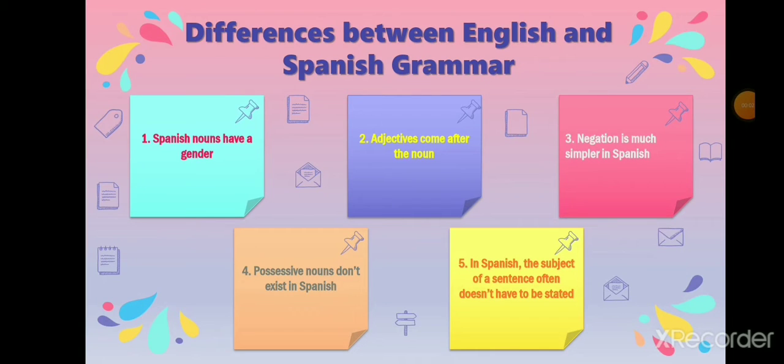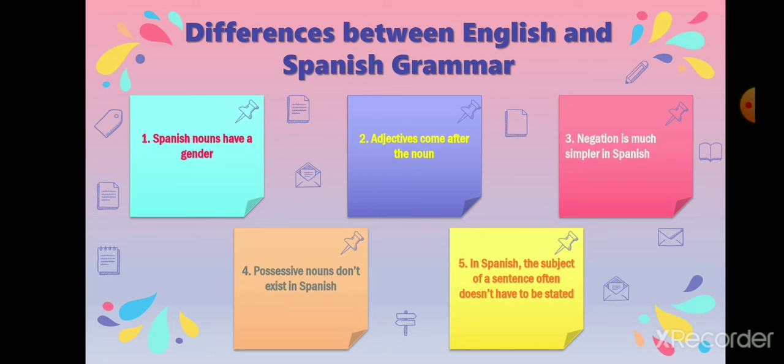Hello, now we are going to talk about the difference between English and Spanish grammar. First, Spanish nouns have gender. It means that words in English are mostly neutral, but in Spanish it is the opposite, for they are distinguished. For example, if we say doctor, in English it is neutral, while in Spanish it will be doctor or doctora to confirm if it is male or female.